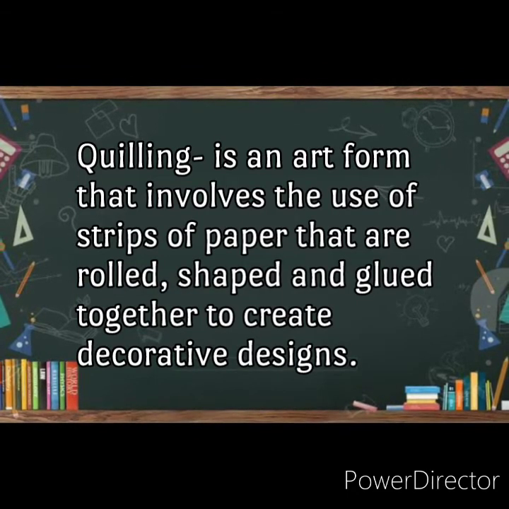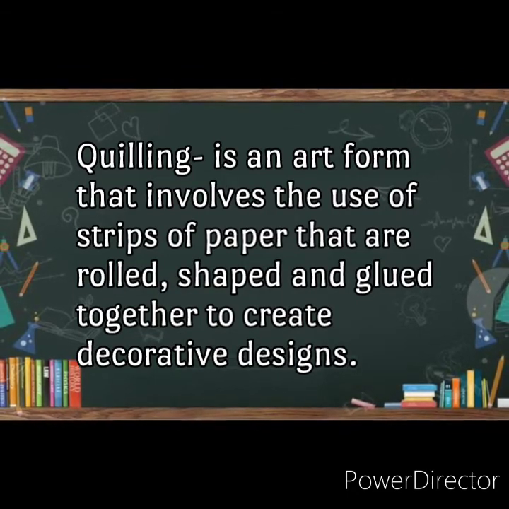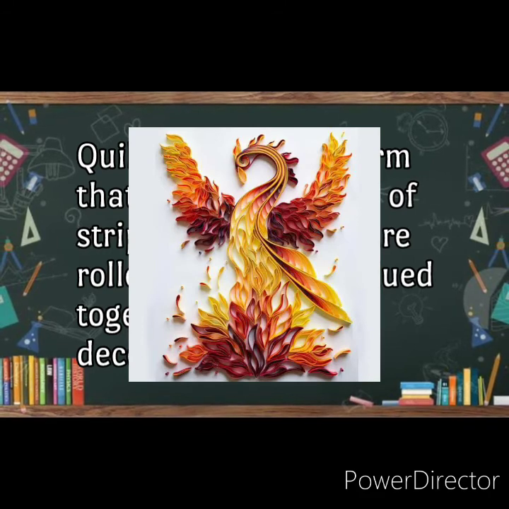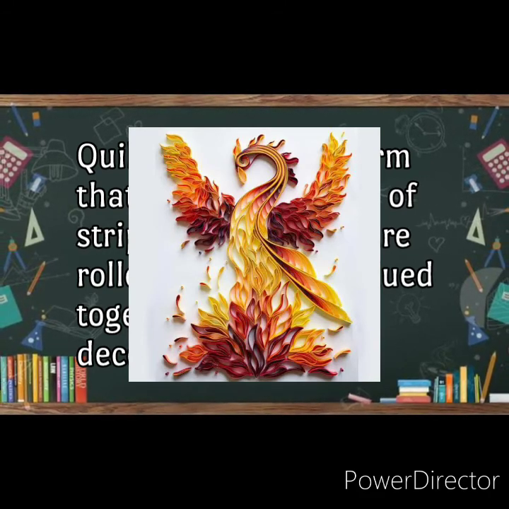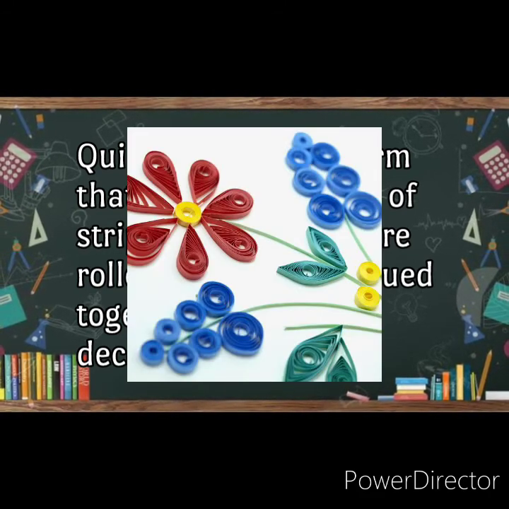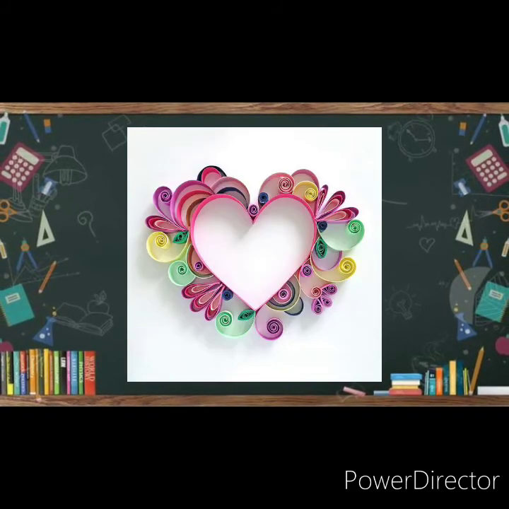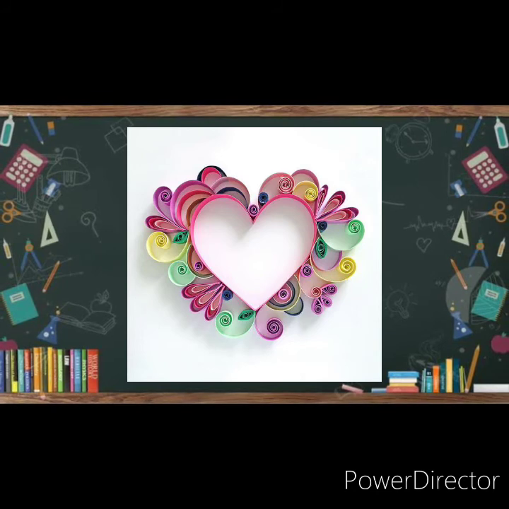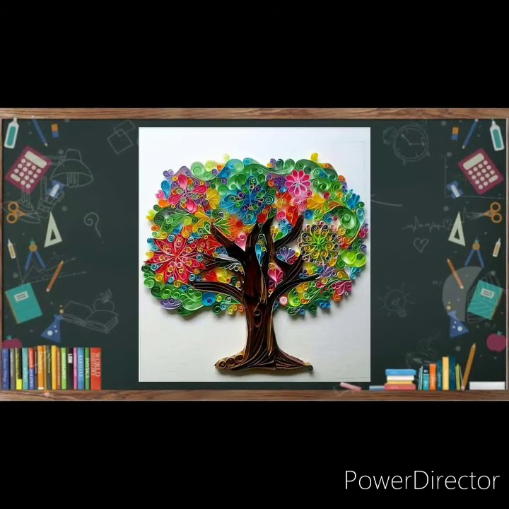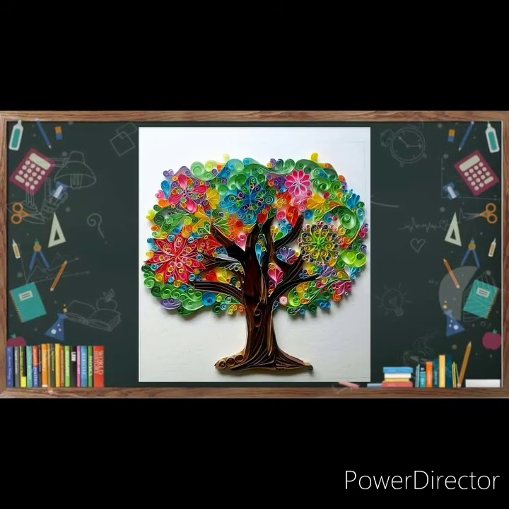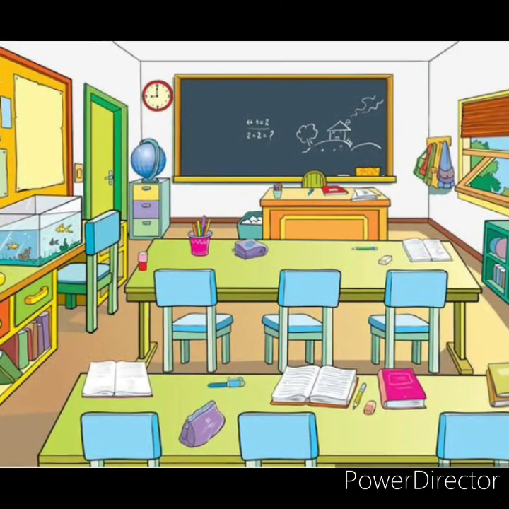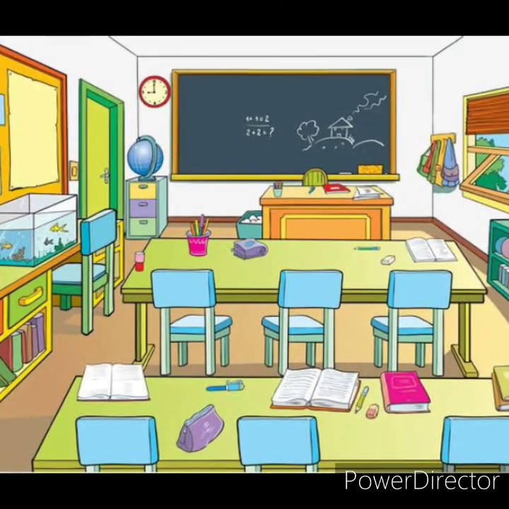And lastly, quilling is an art form that involves the use of strips of paper that are rolled, shaped, and glued together to create decorative designs. Start with rolling a strip of paper into a coil and then pinching the coil into shapes that can be glued together. And that's all for today's discussion.